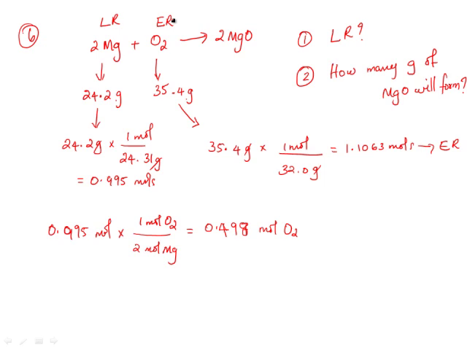Okay, I'm a slow writer. What's that bottom equation right there? This is calculating how many moles of O2 you require using the mole ratio. 2 moles of Mg opposed to 1 mole of oxygen. That is the mole ratio.